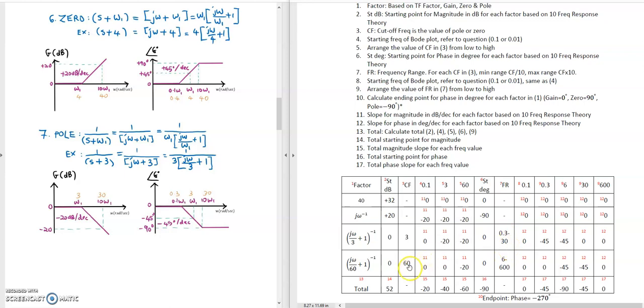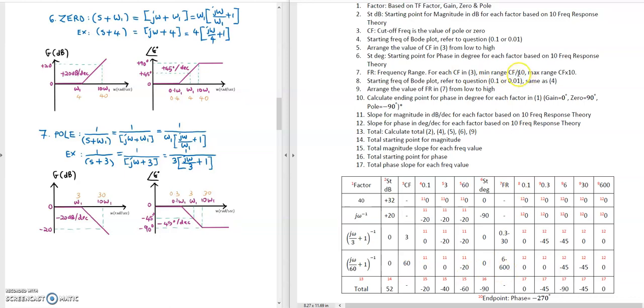We try another one. For the fourth factor, the cutoff frequency is 60. The minimum range is cutoff frequency divided by 10, and 60 divided by 10 is 6. The maximum range is cutoff frequency multiplied by 10, and 60 multiplied by 10 is 600. Therefore, the frequency range for the cutoff frequency 60 is 6 until 600.